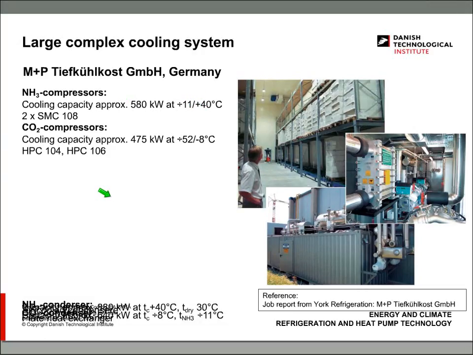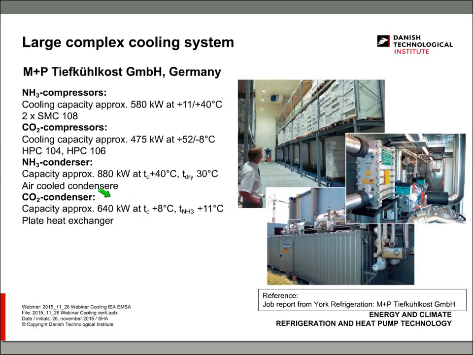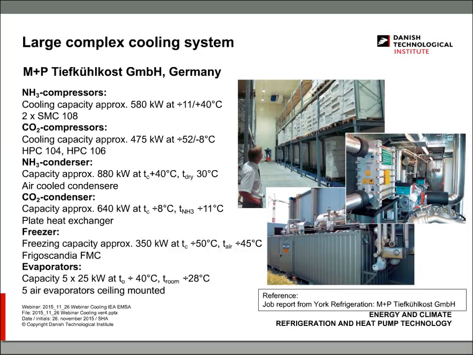So very large compressors. We use condensers, and again, you can see the capacity is larger than the capacity of the compressors. So we use an ammonia condenser and a CO2, carbon dioxide, condenser. And we use evaporators. Capacity here is about 350 kilowatts; the evaporators for air cooling are approximately 25 each, and there are 5 of those mounted at the ceiling. You can see one of them up here actually. So in principle, the same system for both small and large systems.